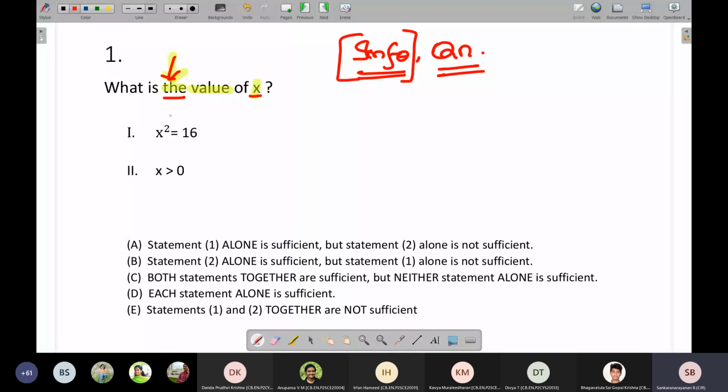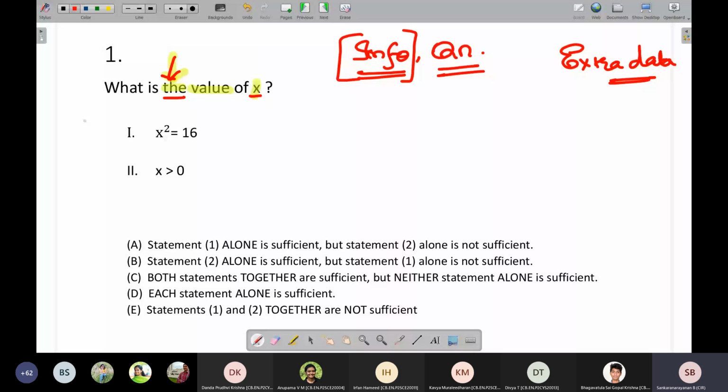In order to try whether you can answer the question or not, you need that extra data. And you can see that extra data is given in the form of two statements here. Did you see that? This is the first statement and this is the second statement. That is what I'm going to explain now.